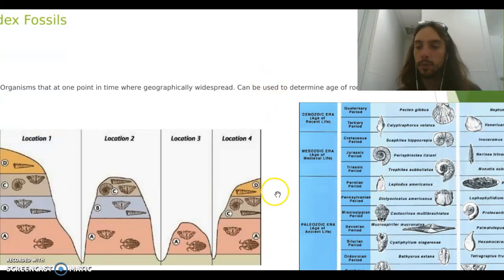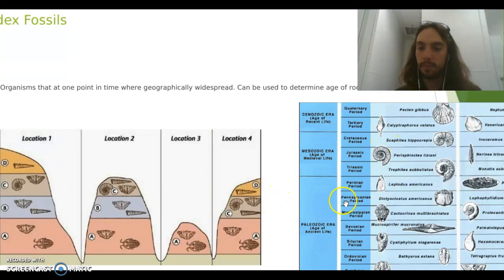So right here, we'll look at this. Parasphintes tiziani was only around in the Jurassic period, but we see it in this rock layer, in this rock layer, and in this rock layer. So we can safely assume that these three rock layers are of the same age. So these rock layers were created during the Jurassic period, or relatively speaking. So we know that.